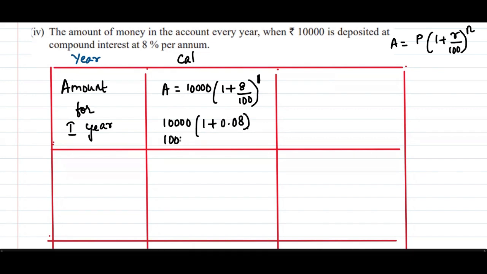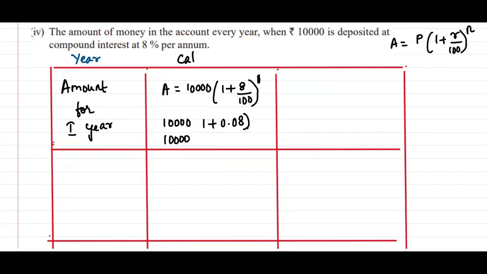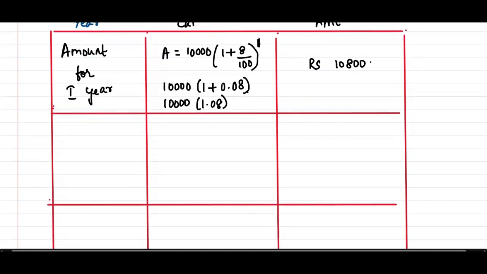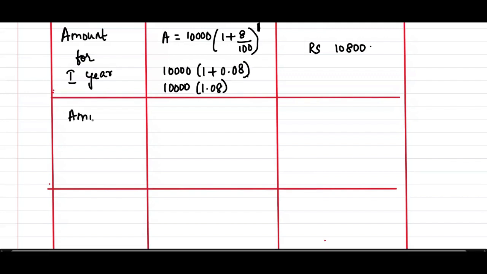So this will be 10,000 into 1.08. If you calculate, the answer will become rupees 10,800. So this is the amount after year 1. Okay, clear? Now let's move on to the second year. Now what's the amount if you're going to do it for 2 years? In the same way, A is equal to 10,000 into 1 plus 8 over 100.